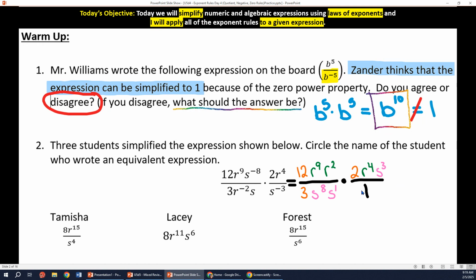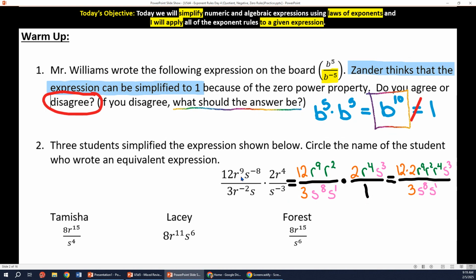Okay, so if you see what I did here, my 12 over 3 is still good, my r to the 9th, I took that r to the negative 2, I moved it to the top. I took that s to the negative 8, I moved it to the bottom. I have this s to the first still down here. And then over in the second fraction, I took that s to the negative 3, I moved it to the top, and when I did that, there's nothing left down here. So it is going to stay a 1.